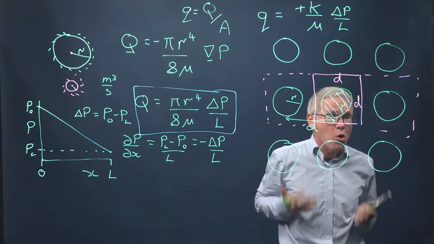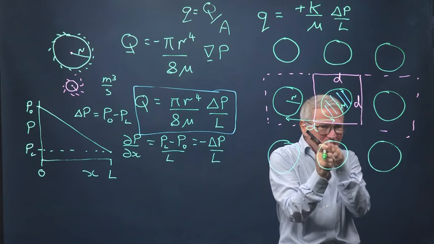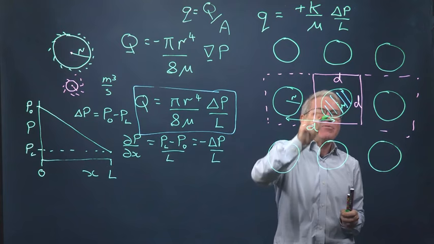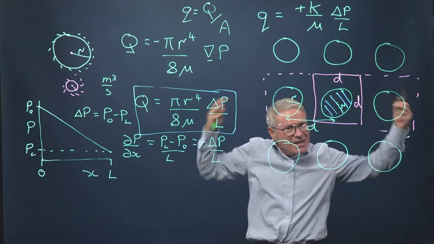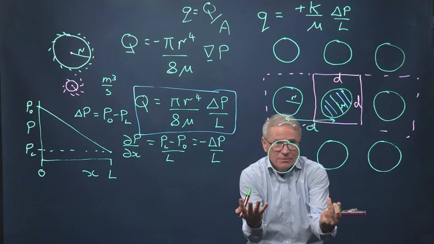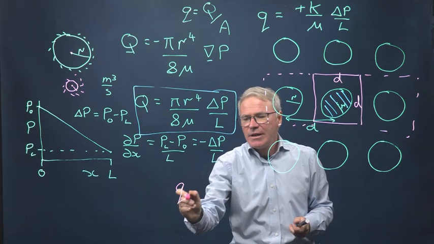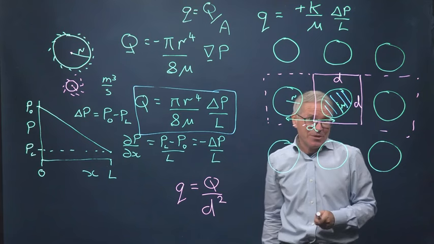No, no, no. When we got Darcy's law, we had lots of pores, we had flow, and the area is the area of the whole porous medium, not just the little holes. So actually, each tube occupies a piece of the porous medium. A porous medium is the entirety of the pores and the solid together. The area is d squared. So little q is big Q over d squared, not pi r squared.